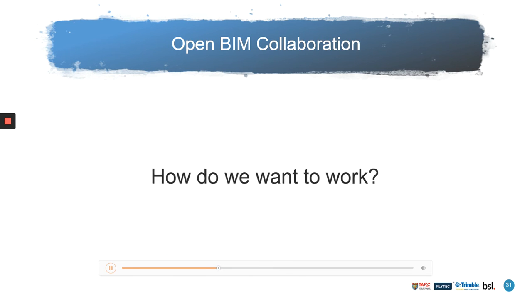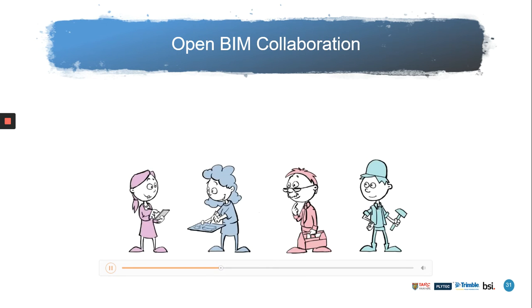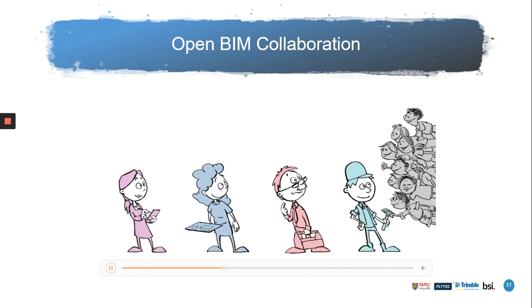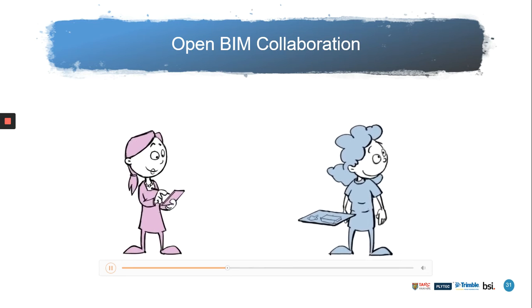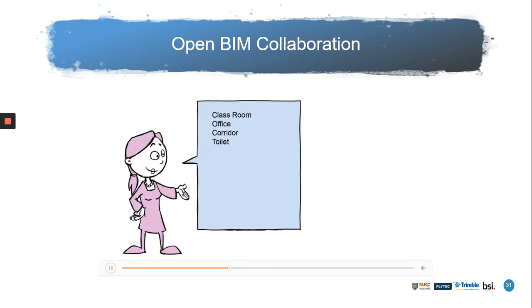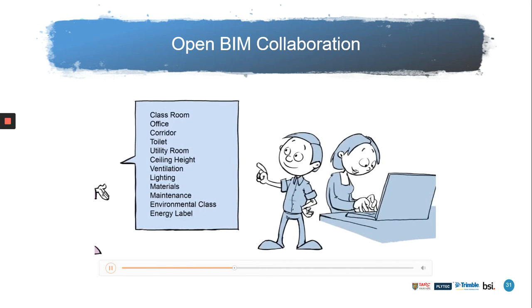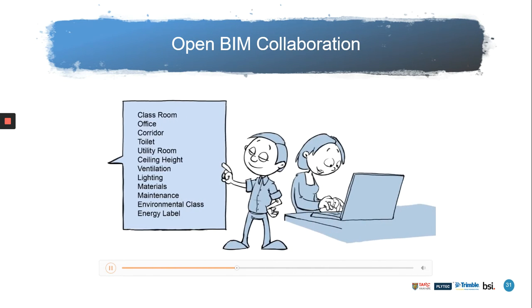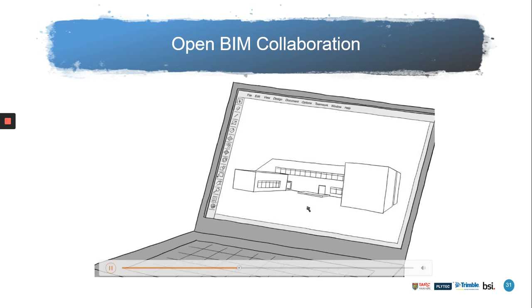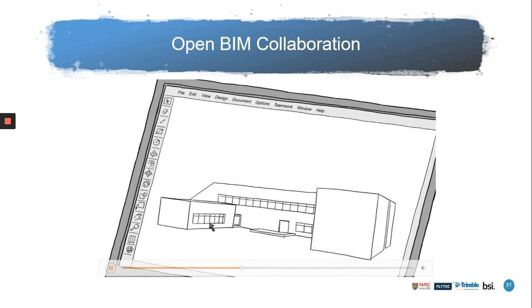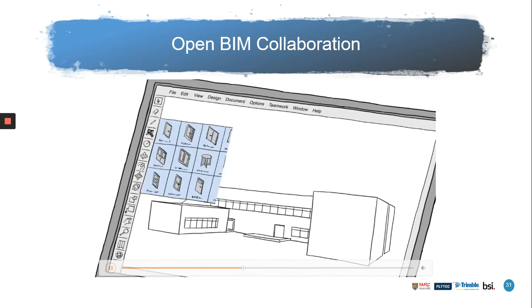How do we want to work? Let us give you an example of how we want to work with building information models. We want the school! The client documents their requirements in a database that follows the project the entire life cycle. The design team designs the building according to the client's requirements. The building is modeled by numerous digital objects. One of the objects is a door.